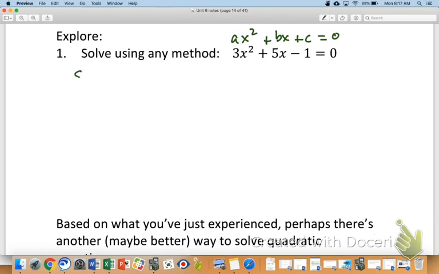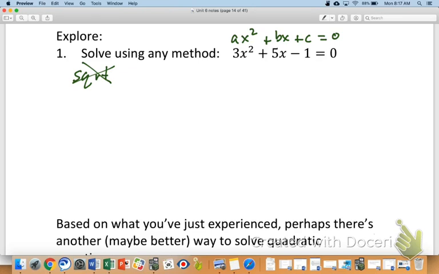So solve using any method. We can't use the square roots method. How did this factor for you? It didn't factor at all, did it? Yeah, the ones are prime, and the 5 is an issue, the 3. I mean, the number combination is just not right.